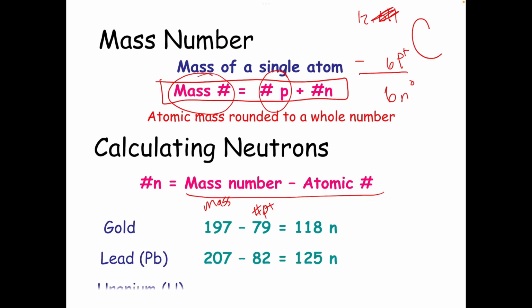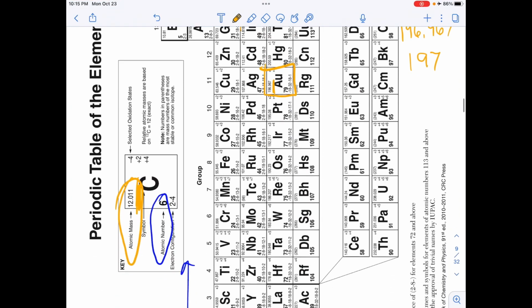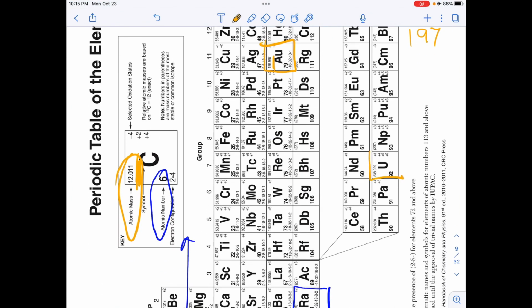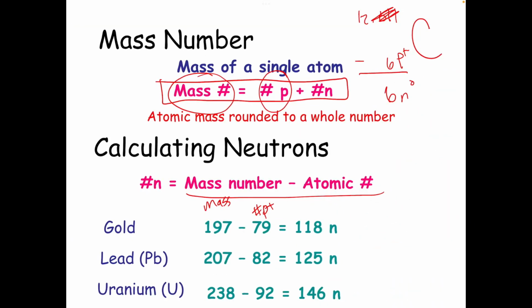Yeah, I can subtract. Now uranium, the heaviest of all the naturally occurring radioactive elements. 238 minus 92. 6. Carry the 1. 13. 146. Very good. Yay. I think that's where I'm going to stop. Thanks.